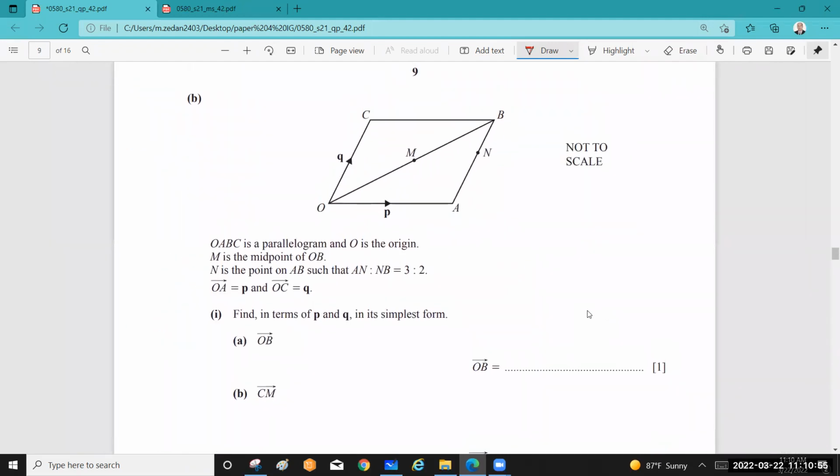This is a parallelogram. This vector is P, the other one also is P. Parallel sides, this vector is Q, and this one will also be Q, but I think it's divided here into two parts. After reading the question, you have to find, in terms of P and Q, the vector OB. I take a copy of this vector and write it up here to make two vectors in the same direction. So the vector OB simply is vector OC plus vector CB. OC is vector Q and CB is P. So simply Q plus P, that's it.